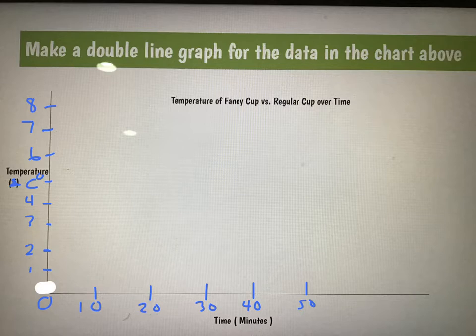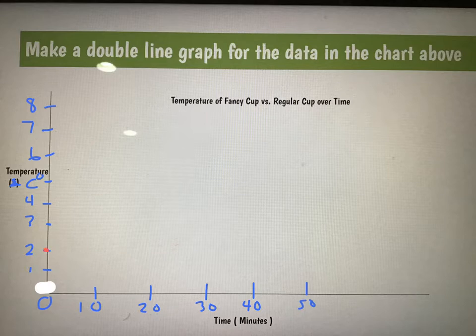So let's say we had an initial temperature for our fancy cup. The initial temperature, let's say, was 2 degrees Celsius. So if I wanted to graph this, I would first go over to the 0 because that's the initial temperature, and then I would go up to the 2 and I would put a dot. Okay, so here's going to be my initial temperature.